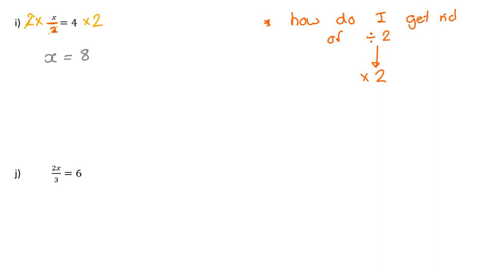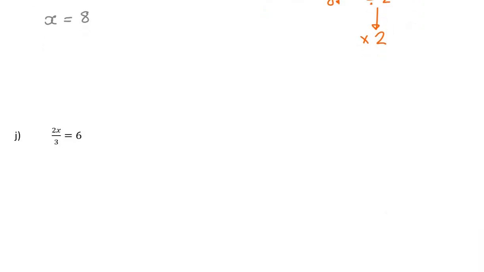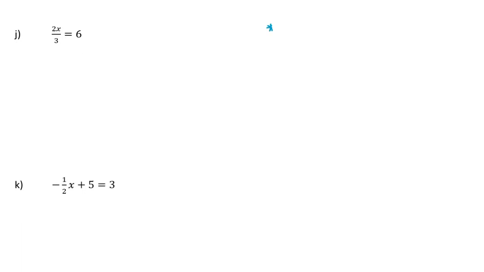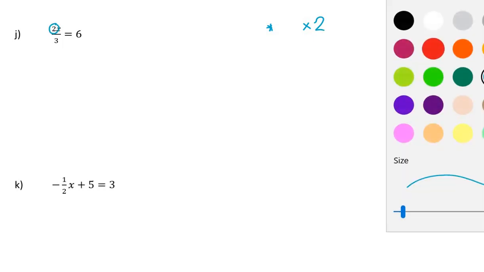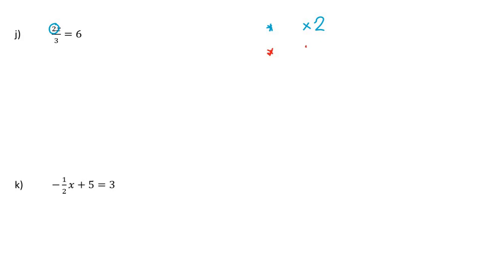Okay, let's look at j. Now j is interesting because there's two things to get rid of. I need to get rid of the 2, and I'm multiplying by 2. That's that there. And I need to get rid of the fact that I am dividing by 3. Now you can see this as one number. You can see this as 2 over 3.